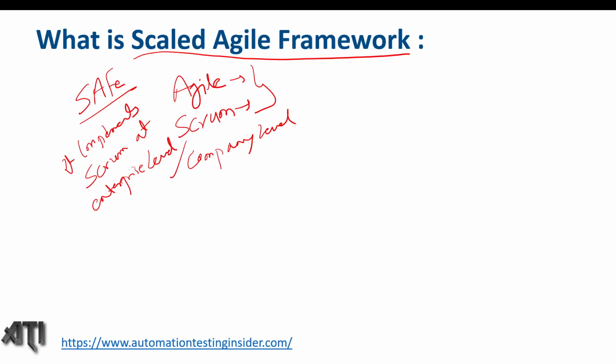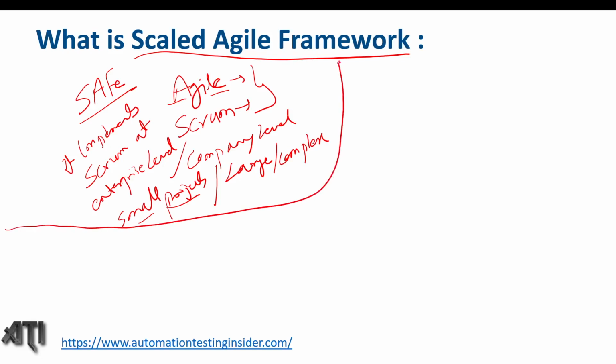Another definition could be like this: Agile handles small projects within the organization, and SAFe handles large, complex projects at organization level. So when we talk about organization, Scaled Agile Framework comes into the picture. Hope it is clear, guys, the difference between SAFe and Agile or Scrum.